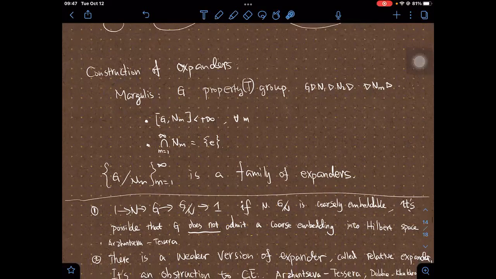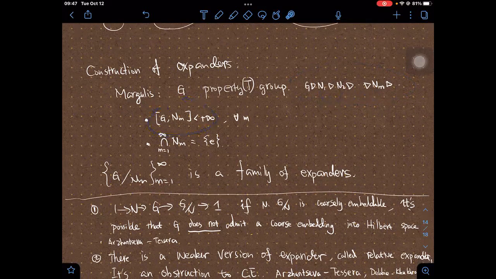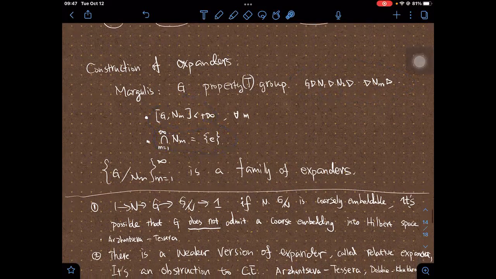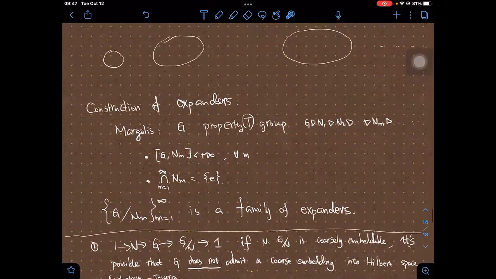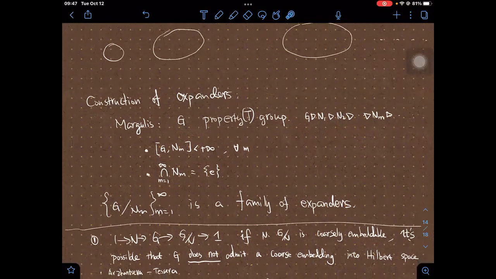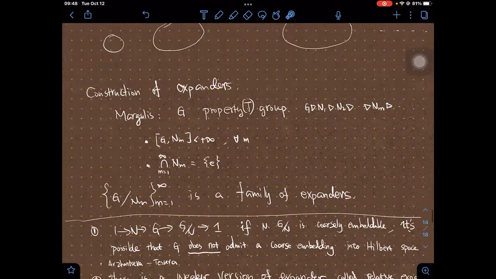He considered a property T group which is residually finite, meaning you can find a series of normal subgroups where each of them has finite index, and the intersection of those normal subgroups equals the identity. Then the finite quotients are actually a family of expanders. This is a quite important example. And by Higson, Skandalis, and Lafforgue, they proved that the coarse Baum-Connes conjecture does not hold for a class of expanders, and you can also find the proof in Willett and Guoliang Yu's paper.